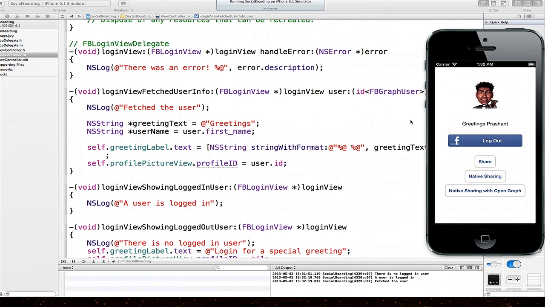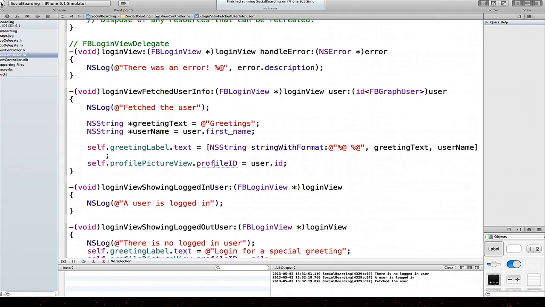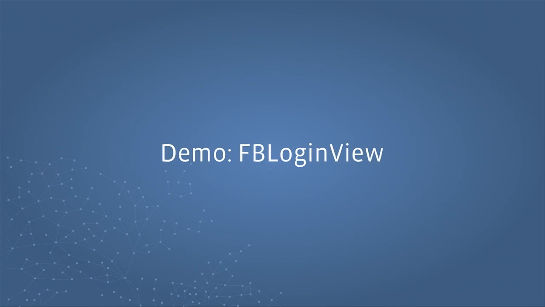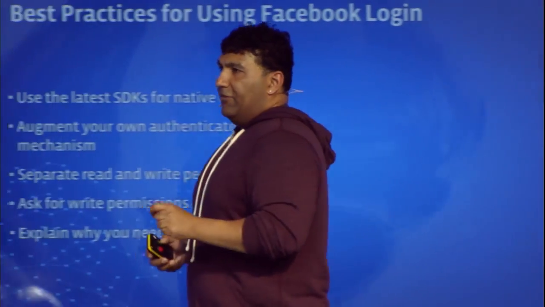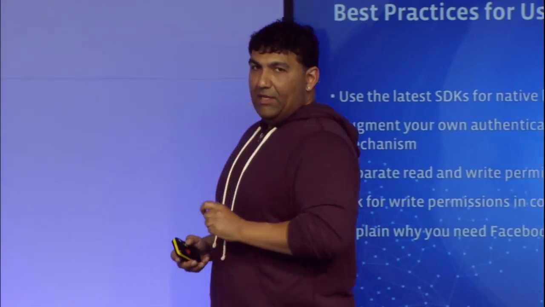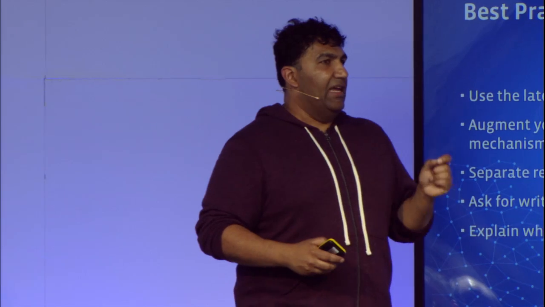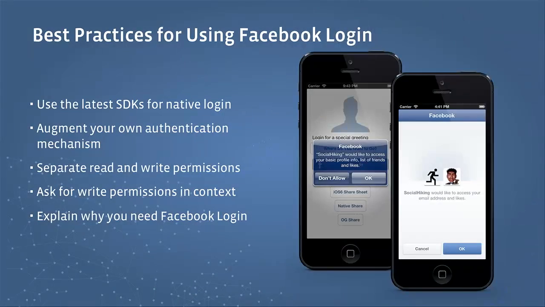Okay, let's go back really quickly to the slides, please. Now, there are a lot of really good best practices for using Facebook login. The first one I would say is use the latest SDKs. Because when you use the latest SDKs, you get access to the latest dialogues. The native dialog inside of iOS 6, for example, and the native dialog that's part of the Facebook app, the thing that we announced a couple of weeks ago.